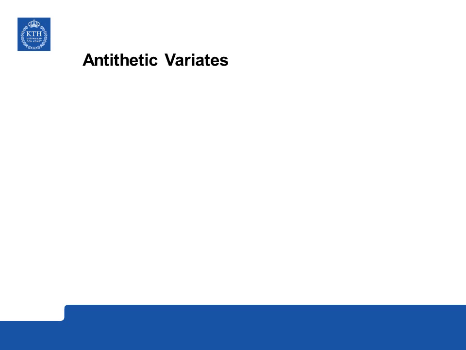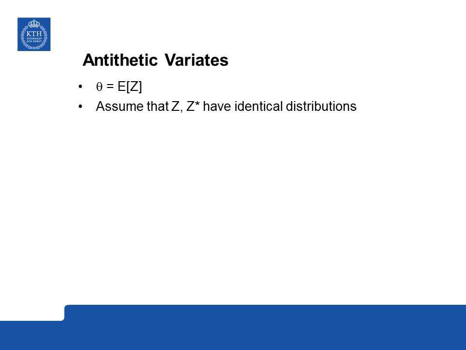The first technique we're going to study is called antithetic variates, and this is how they work. Let's assume that we want to estimate an expectation, so the parameter of interest theta is the expectation of a random variable Z. And in our simulation we have access to two variables, Z and Z star, and they both have identical distributions. So we can do the following estimates.